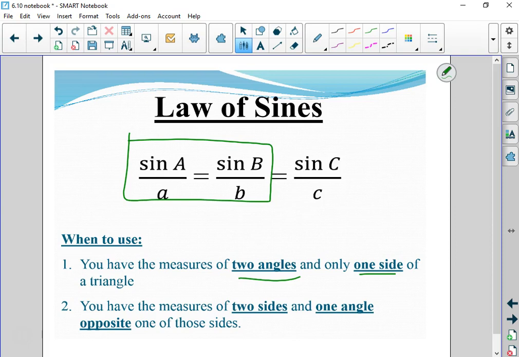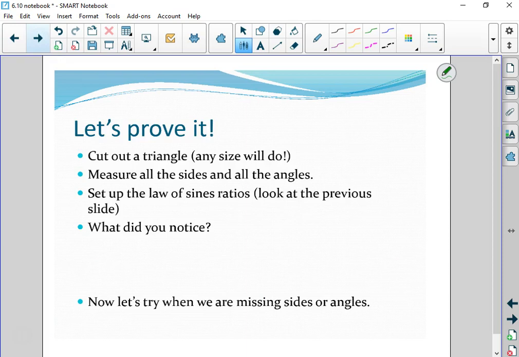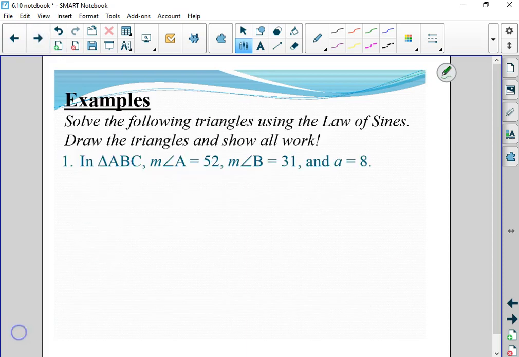Or you have the measure of two sides and one angle opposite one of those sides. Once again, 2 plus 1 is 3, and therefore we can do 3 of the 4 and cross multiply and divide. Okay. So it says solve the following triangles using the law of sines. Draw the triangles and show all work.